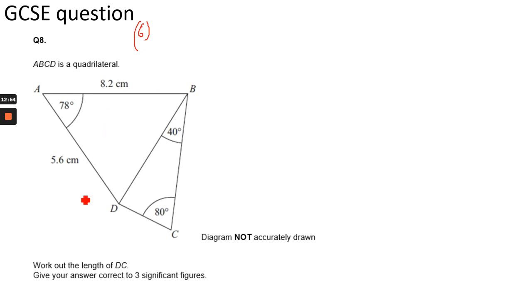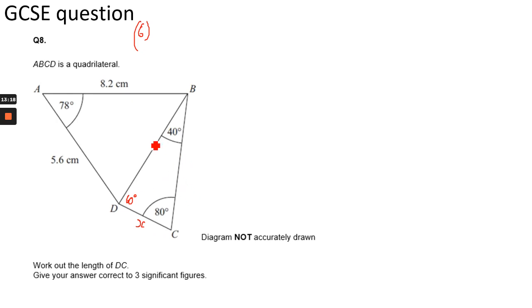Okay, so for this one, the question says work out the length of DC. So the DC, we need to work out this length eventually. Now, how can I do it with this one? If that's 40 and that's 80, so that's 120. So I know that this one's 60 degrees. But that still doesn't help me. What I need to do to work out this length here, I need another length.